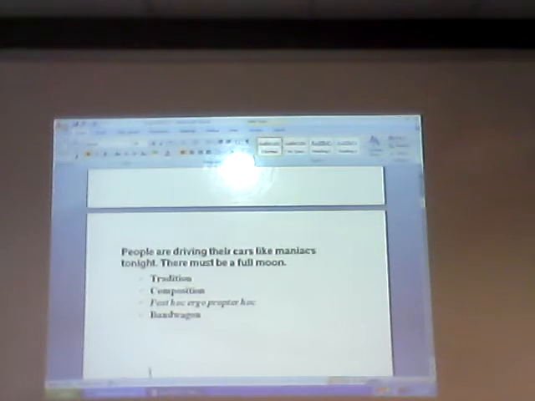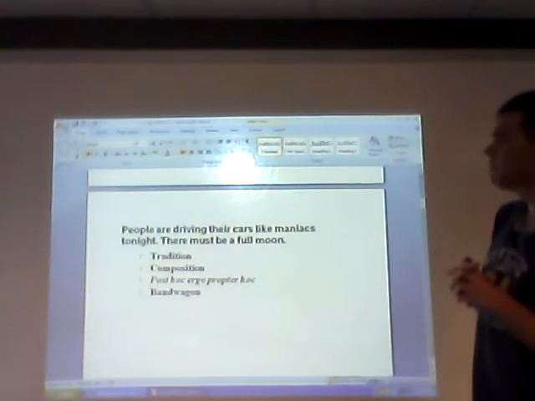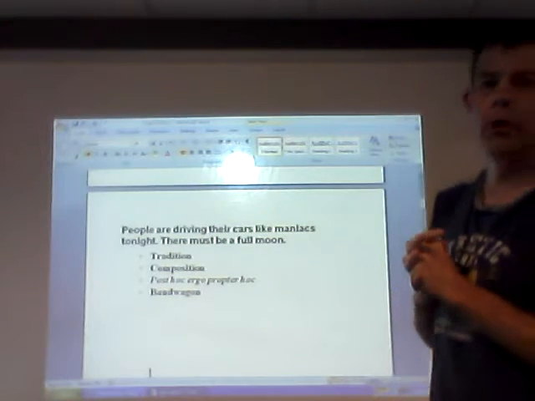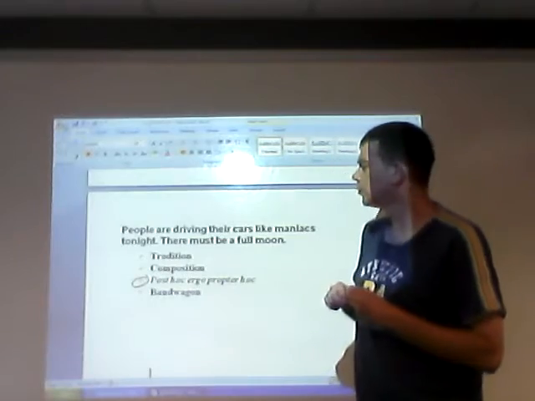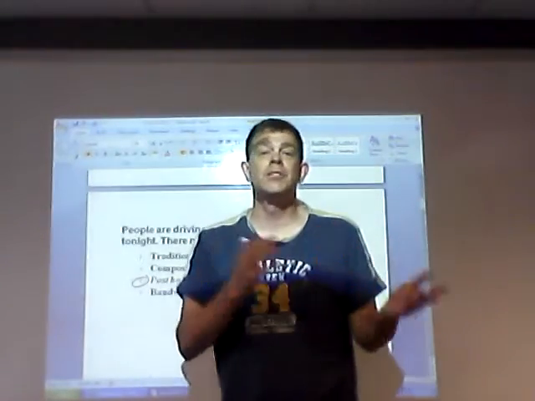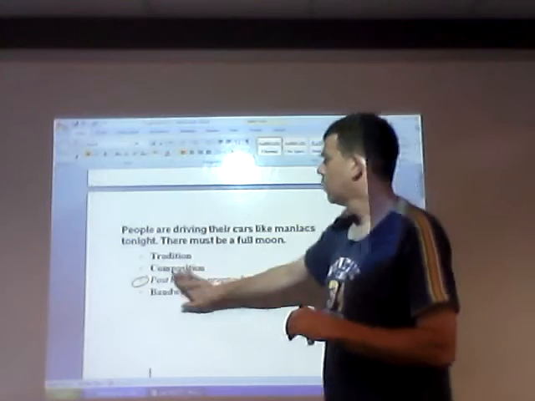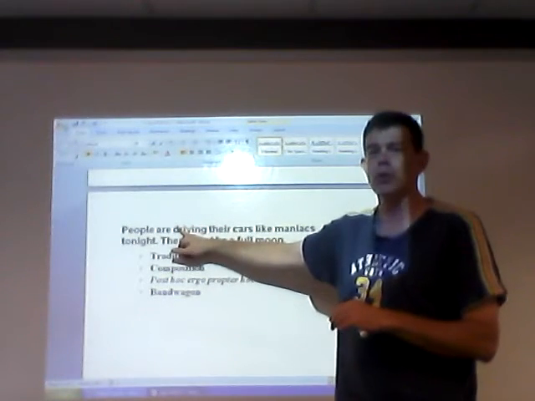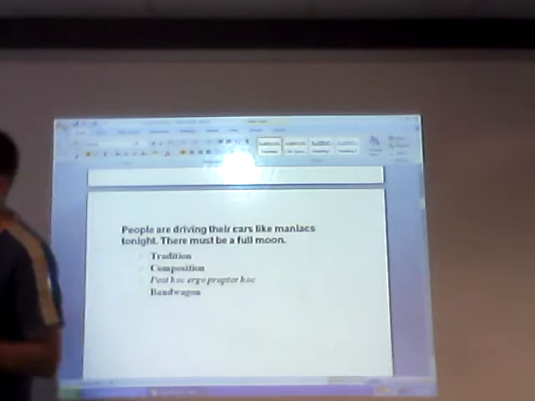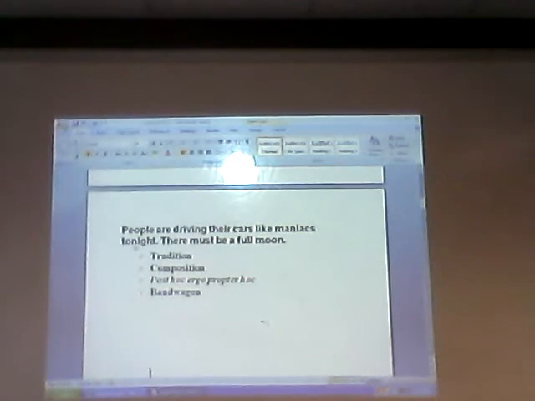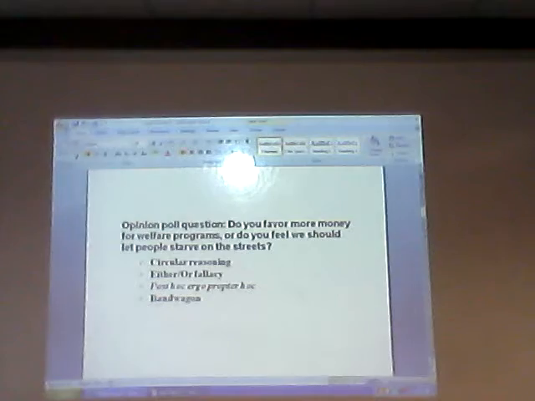Okay, here we go. The next one says, people are driving their cars like maniacs tonight. There must be a full moon. Okay? In this case, this is a pretty obvious one too. What you have here is what is called post hoc ergo propter hoc, which in Latin just means something causes something. In this case, the implication in the statement is that the full moon is causing people to drive like maniacs. There's no evidence or proof that that is the case. So post hoc ergo propter hoc would be the answer to that one. Okay, let's do another one.